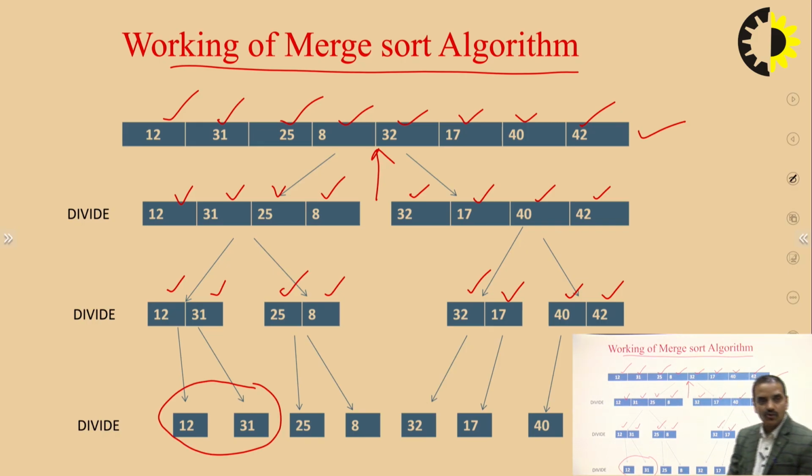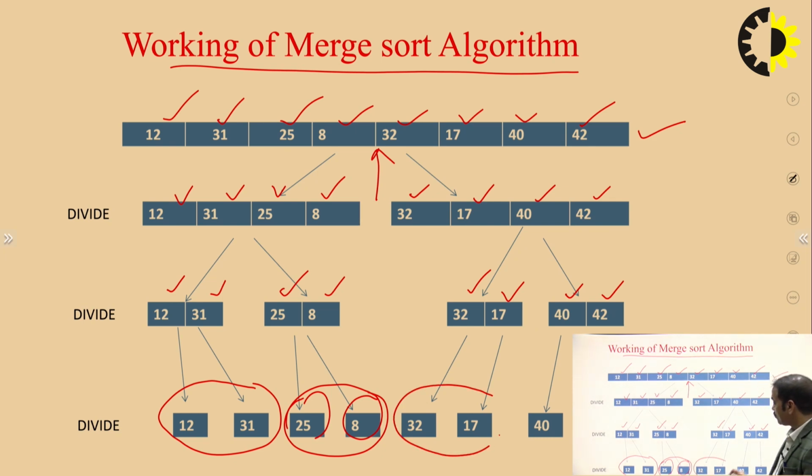If we want to sort the given data in ascending order, then we compare 12 with 31. 12 is less than 31, so there is no swapping. Compare 25 and 8: 25 is greater than 8, so we have to swap 25 with 8. Then compare 32 and 17: 32 is greater than 17, so we have to swap 17 with 32. Here also 40 and 42, there is no swapping because 40 is less than 42.